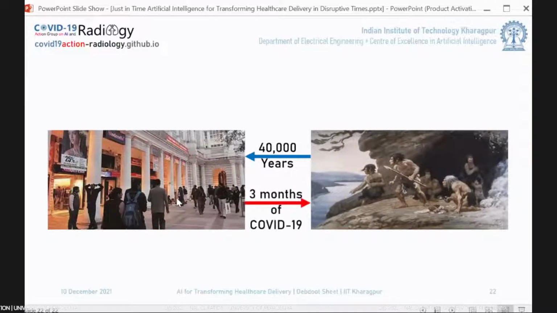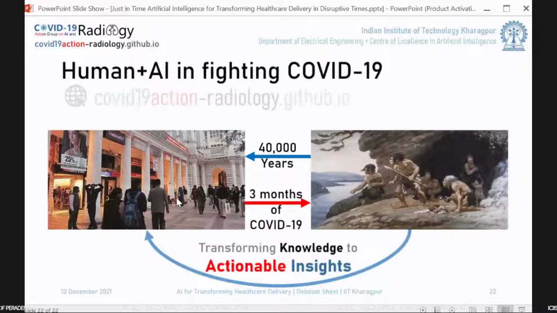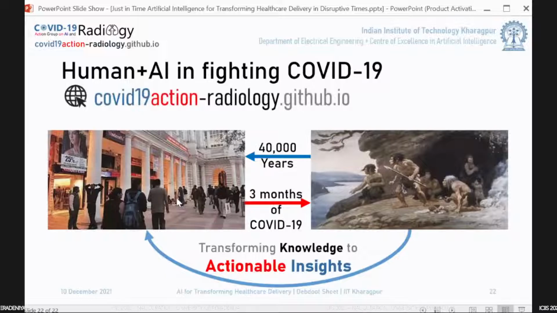And it just took us three months of COVID-19 to push us back from open air, easily mingling spaces, into caves again, because we were really worried about coming out. Now, the way this can be worked out is definitely by getting actionable insights from knowledge.